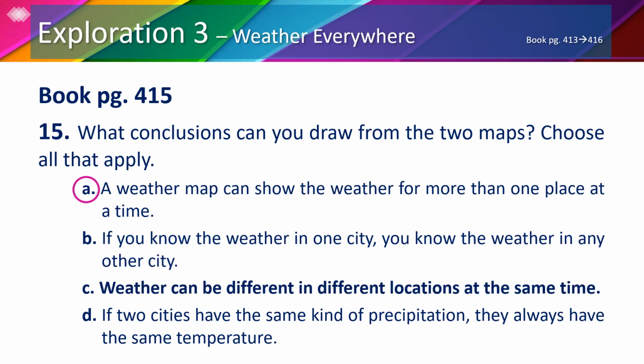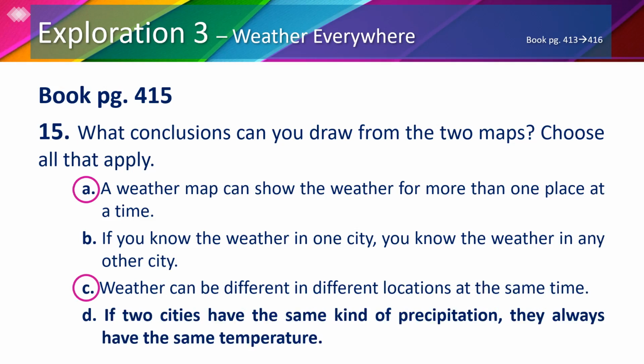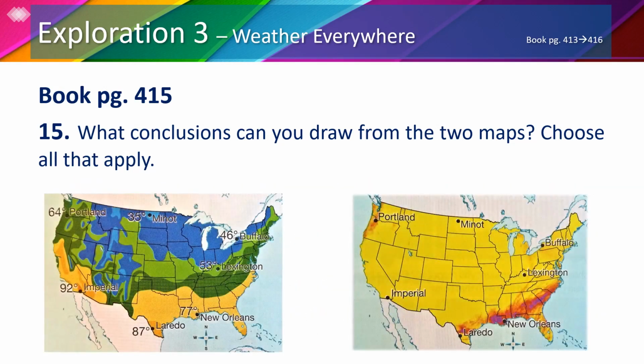C, weather can be different in different locations at the same time. Yes, this is true, as we mentioned before. Different locations mean different temperature and different weather. And finally, D, if two cities have the same kind of precipitation, they always have the same temperature. This is not true. Temperature and precipitation are not related. For example, in the maps, we can see that Imperial City and Minot City both have less than half an inch for precipitation, but their temperatures are completely different, where Imperial marks 92 degrees, while Minot marks 35 degrees.